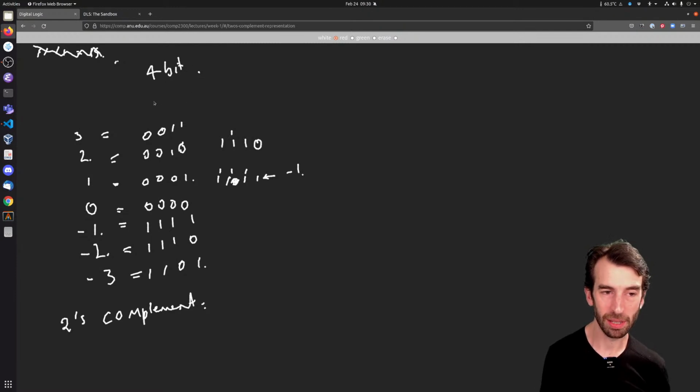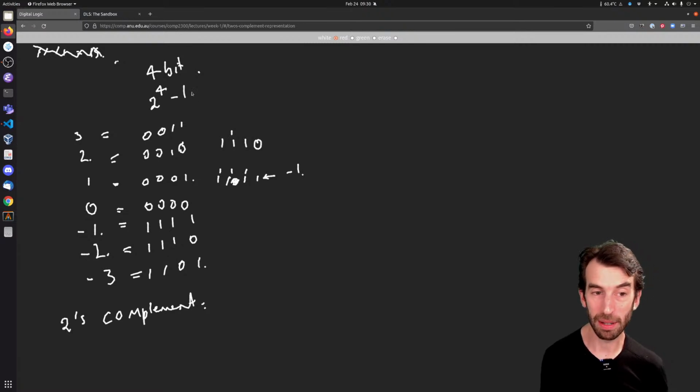that means we have 2 to the power of 4 minus 1. That's the maximum standard positive number we can represent. What's that? 15.